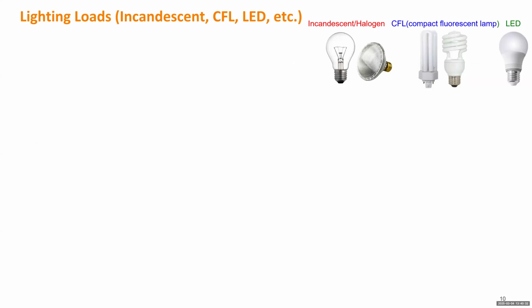Next, we talk about the lighting loads. In the past, the lighting load could be very simple. It's pretty much just incandescent light. This is the conventional light that has been used for more than 100 years. Later, we have some new types of lights, like energy saving lights, such as CFL or LED. They actually take the majority of the lighting, especially in the commercial area. Maybe in some residential loads, they still use incandescent light.